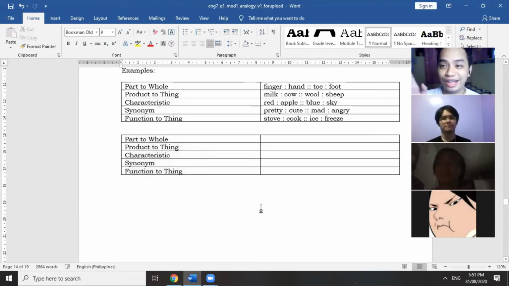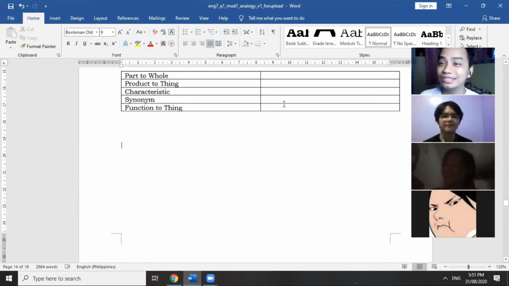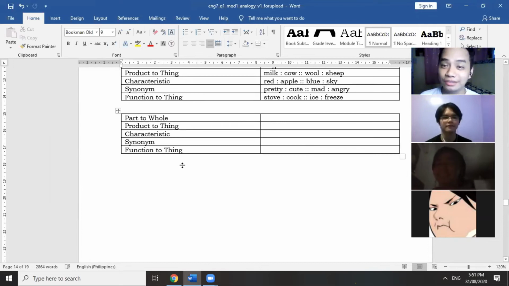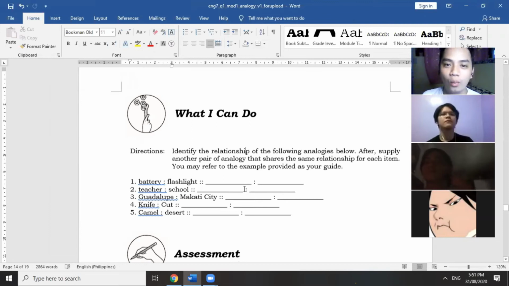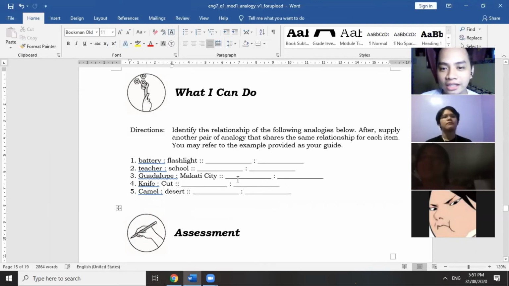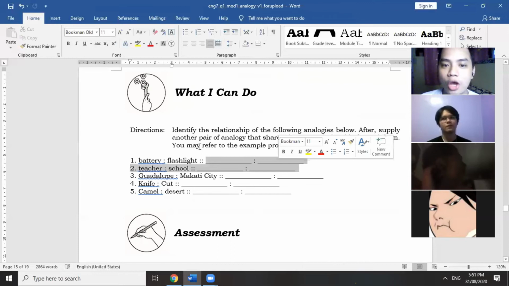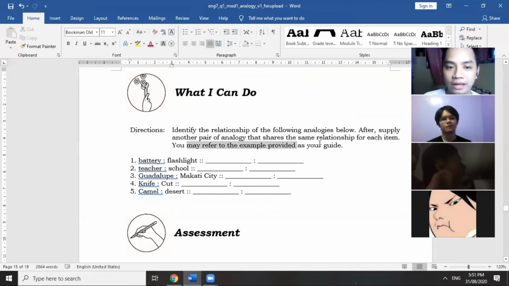But that's just for the Makati Public High School students who will watch the session. For the students who are joining now, at least you get to have an idea about the different types of analogy. Okay, so let's proceed. Identify the relationship of the following analogies below. This may be challenging. After, supply another pair of analogy that shares the same relationship for each item. You may refer to the example provided as your guide.